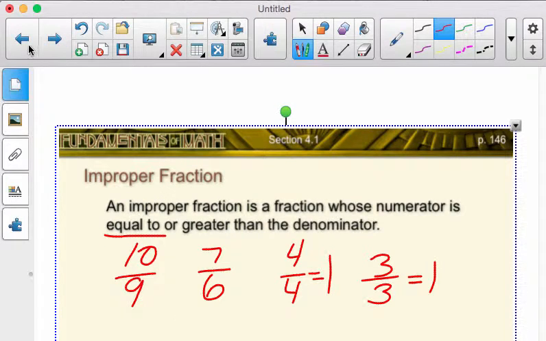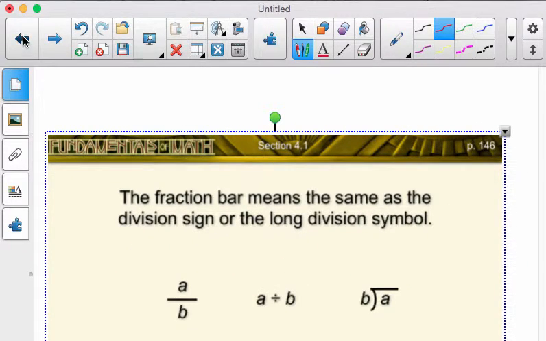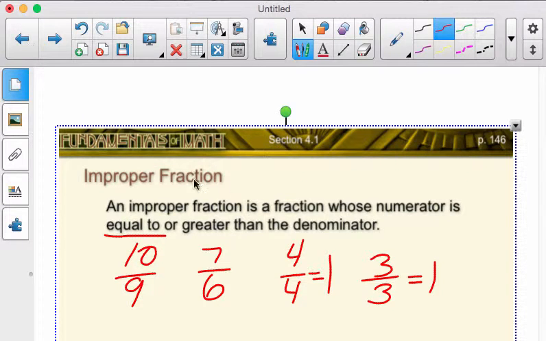Now, one thing to note about proper and improper is that there is a way to take these fractions and change them so that, especially with the improper fractions, we can change it into what we call a mixed number.